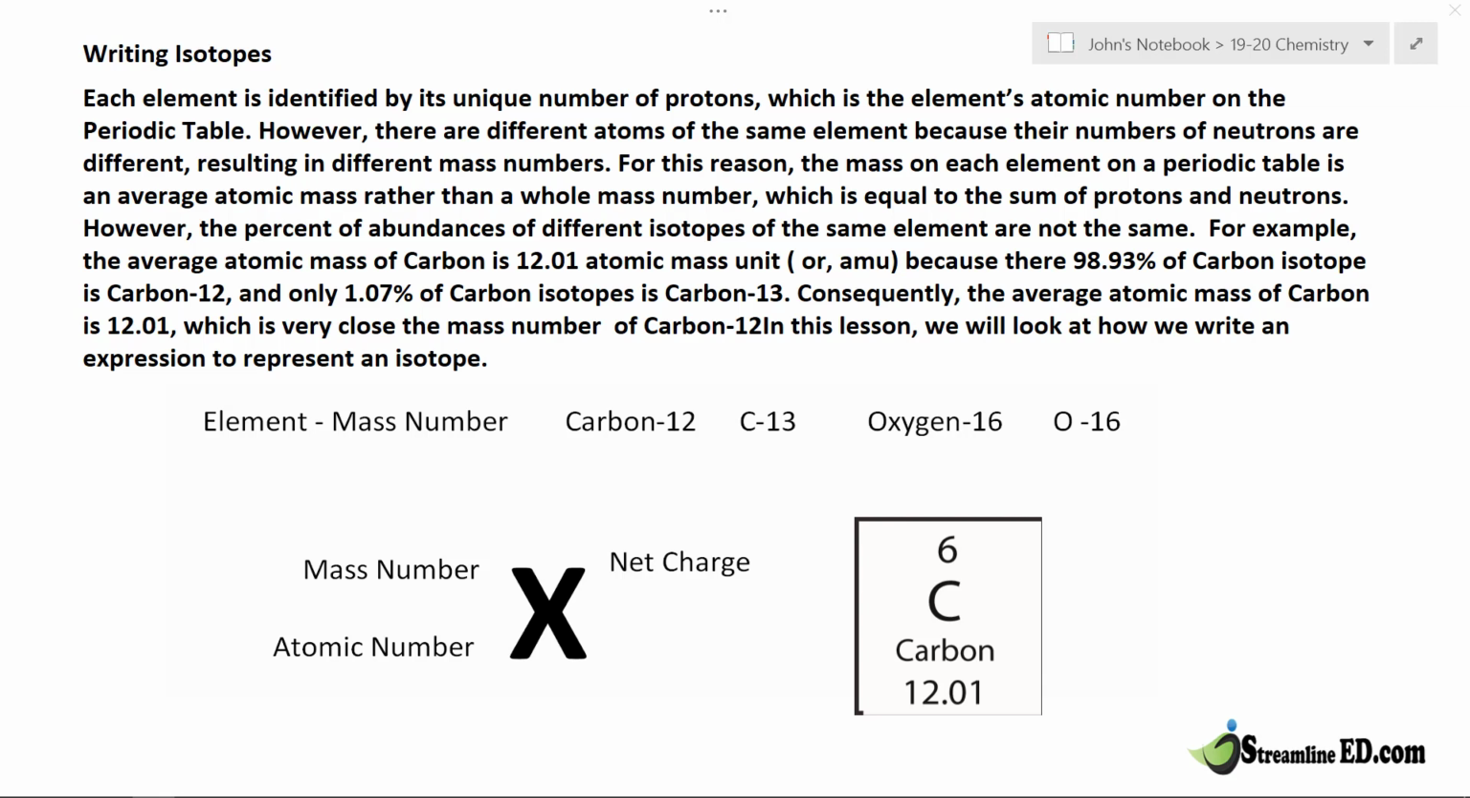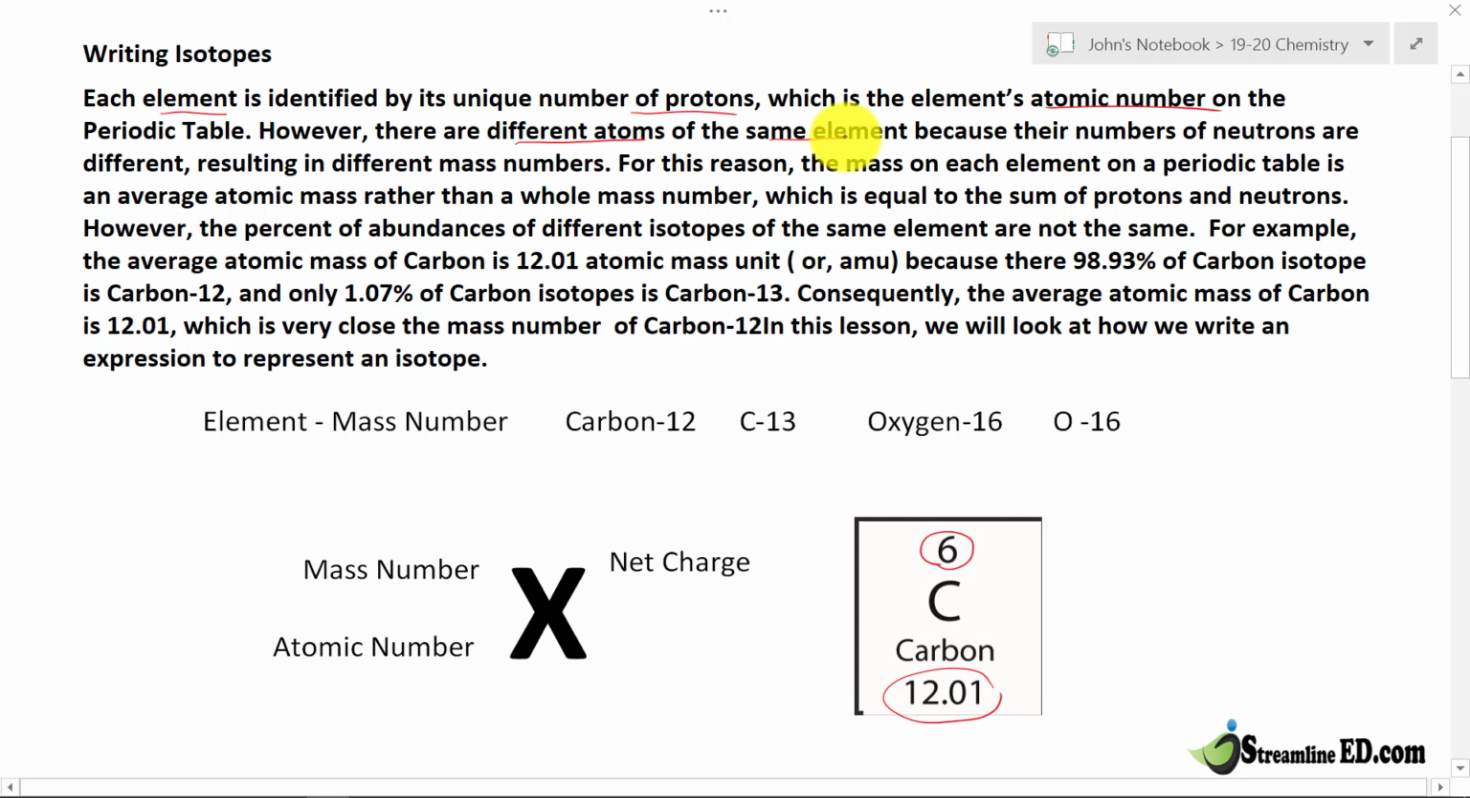We know that based on the periodic table, each element, like carbon right here, is identified by its unique number of protons, which is the atomic number. So each element is defined by the atomic number, or the number of protons, on the periodic table. But if we look at the average atomic mass of an element, there's a reason why we use the term average atomic mass. That is because there are different atoms of the same element.